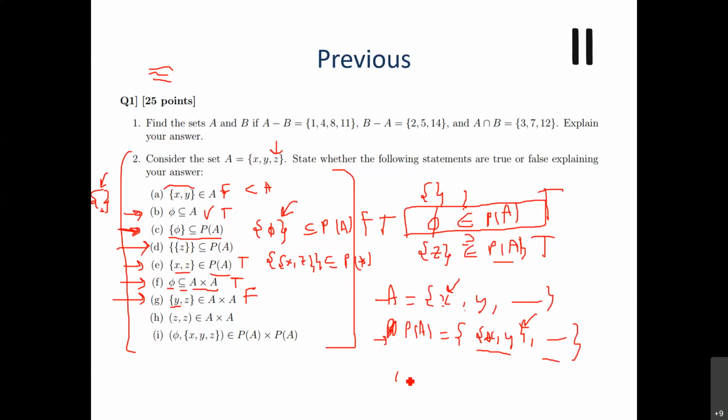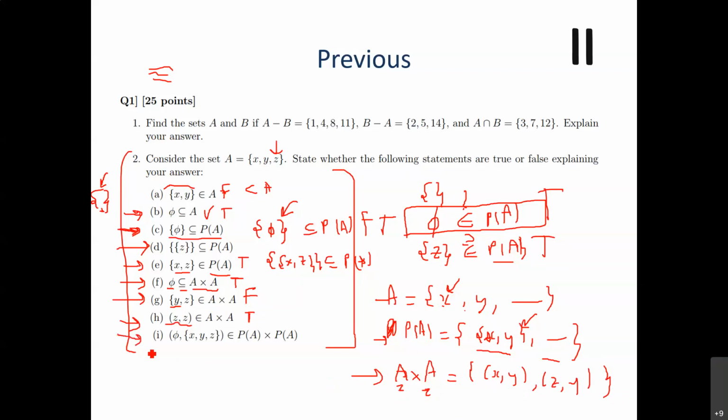In A cross A, it's simply a couple. So you have (X, Y), with brackets here, not braces, (Z, Y), whatever, and so on. So false for G and true for H, because yes, the couple (Z, Z) is an element in A cross A, because Z belongs to both of them.